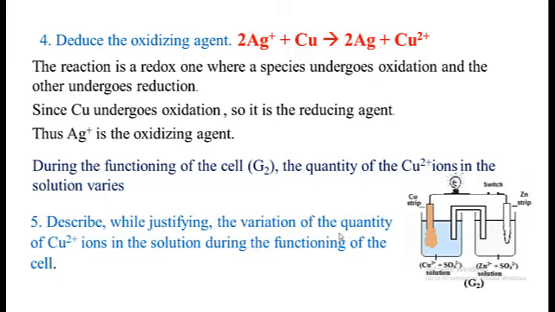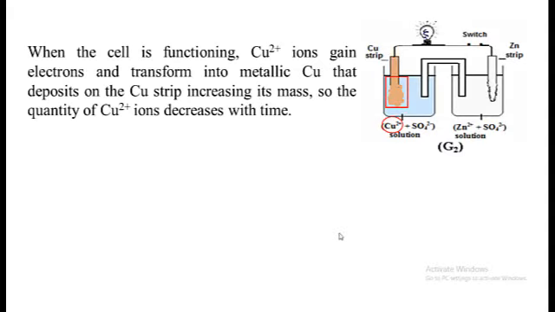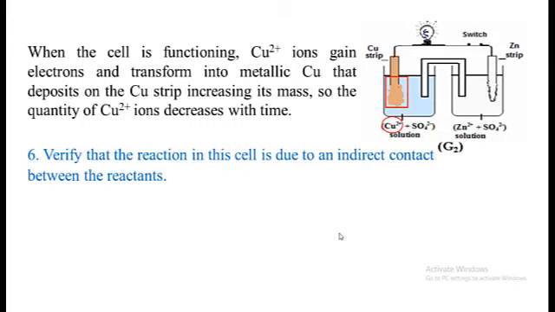Number 5, describe while justifying the variation of the quantity of Cu2+ ions in the solution during the functioning of the cell. So, we can say, when the cell is functioning, Cu2+ ions gain electrons and transform into metallic Cu that deposits on the Cu strip, increasing its mass, so the quantity of Cu2+ ions decreases with time.